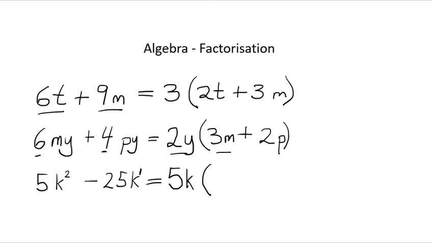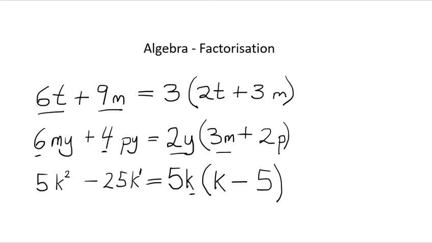Open our bracket, and we think backwards. 5 times what will give us back k squared? Well, 5 times 1, so we don't have to write it. So k here, because k times k will give us our k squared. And then here, minus 5 times what will give us 25? 5. And then the k is already here. We only had 1 k, so we don't need to add another k here.